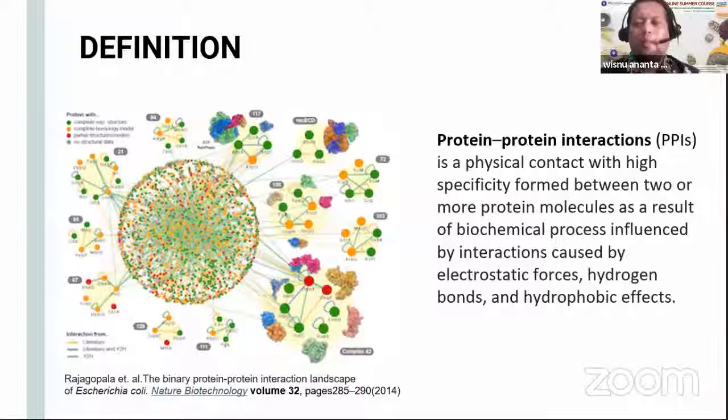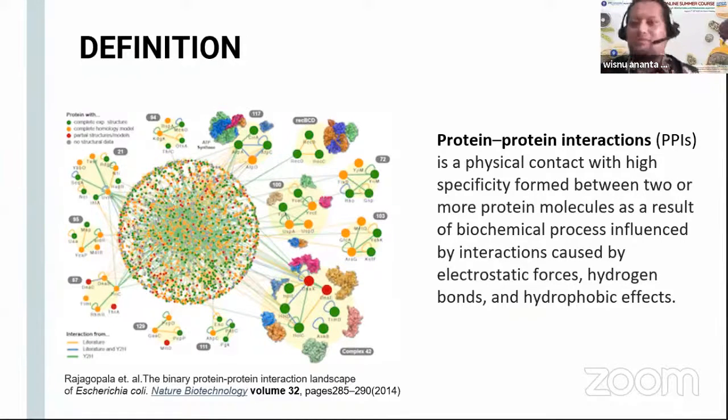We can see this from E. coli; we can also have complex interactions here. So actually, what is protein-protein interaction? This is a physical contact with high specificity formed between two or more protein molecules as a result of a biochemical process influenced by interaction caused by electrostatic forces, hydrogen bonds, and hydrophobic effects.